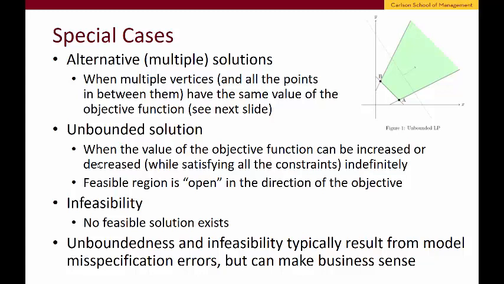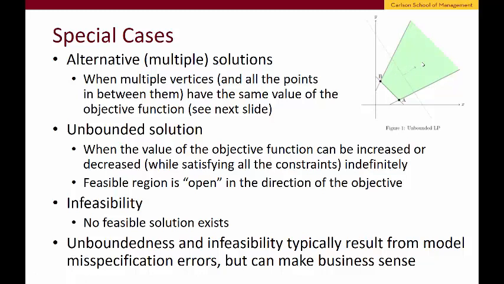Unbounded solutions are encountered when we can increase or decrease the objective function while satisfying all the constraints indefinitely. The graphic in the top right corner shows that we can keep moving from either point A or B along respective rays, staying feasible in the green region, and continuing to increase the objective function indefinitely.